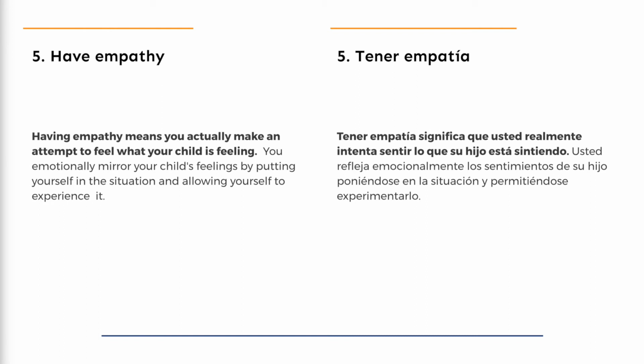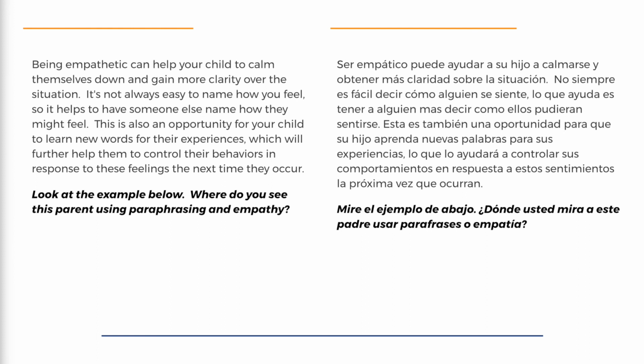Number 5, have empathy. Having empathy means you actually make an attempt to feel what your child is feeling. You emotionally mirror your child's feelings by putting yourself in the situation and allowing yourself to experience it. Being empathetic can help your child to calm themselves down and gain more clarity over the situation. It's not always easy to name how you feel, so it helps to have someone else name how they might feel. This is also an opportunity for your child to learn new words for their experiences, which will further help them to control their behaviors in response to these feelings the next time they occur.